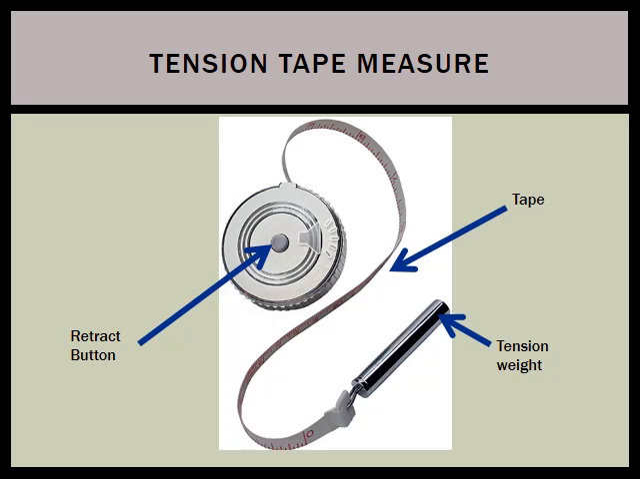The tape is the part of the tape measure that has the numbers or the measurement. Most commonly in exercise science, we are going to use the metric system. So we're using centimeters and millimeters instead of inches.